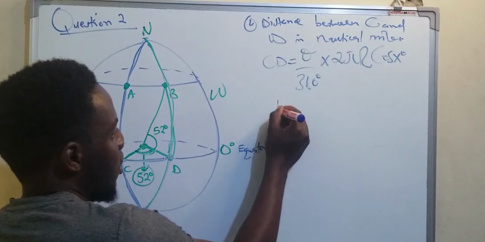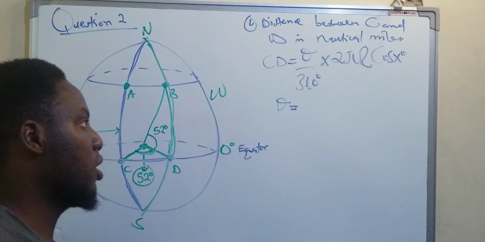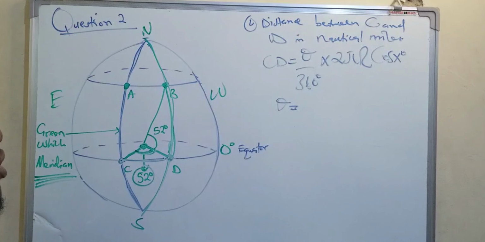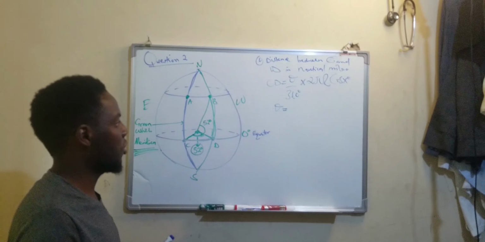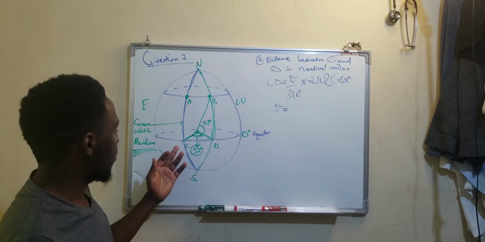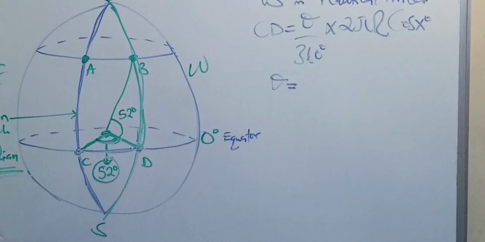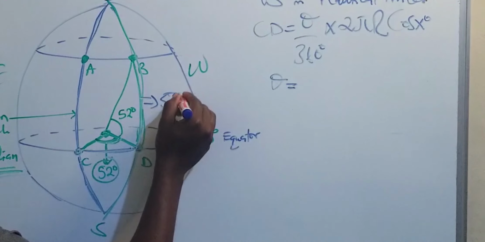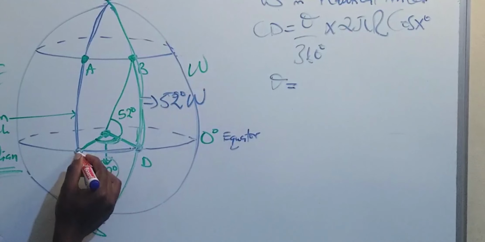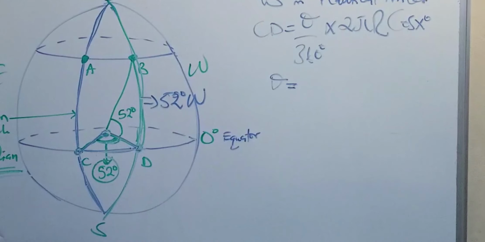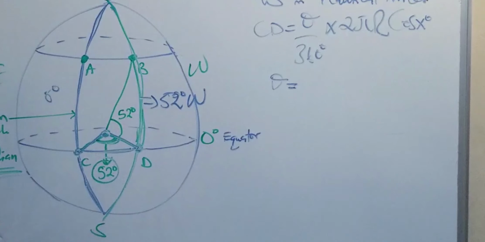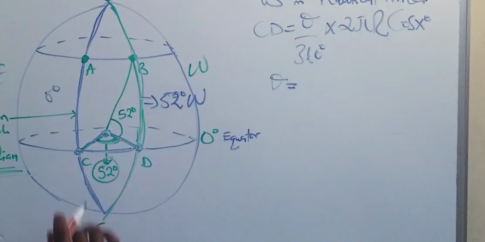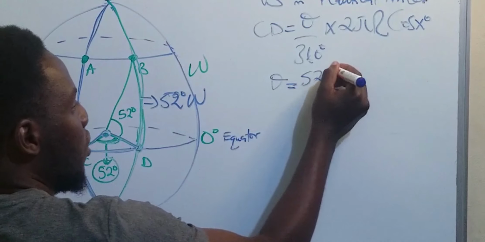Now, let's find what theta is. I said that when finding the distance in latitudes, theta is the difference in longitudes. So we've already calculated the difference in longitudes here. We could say this is longitude 52 degrees west from this angle formed at the center there. We say that's 52 degrees west, and we say this is 0 degrees. And from our previous question, we have found that theta there is 52 degrees. So let's put in the values.